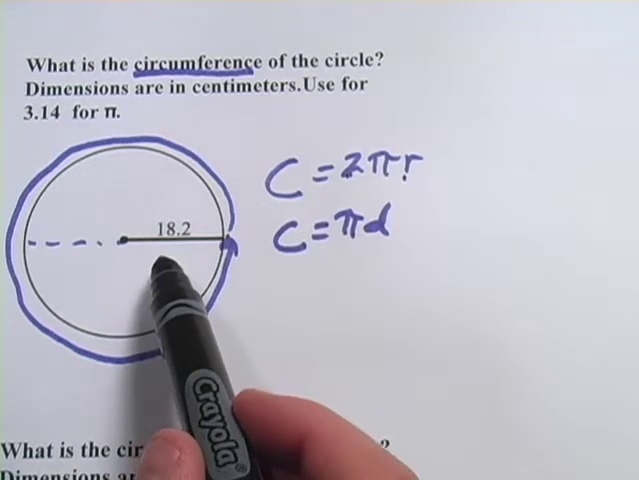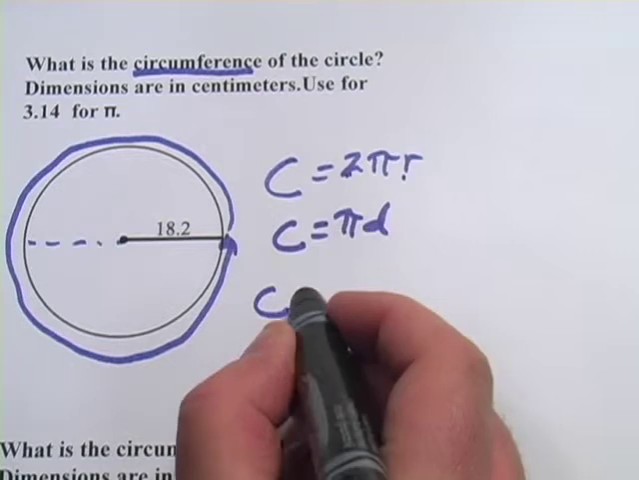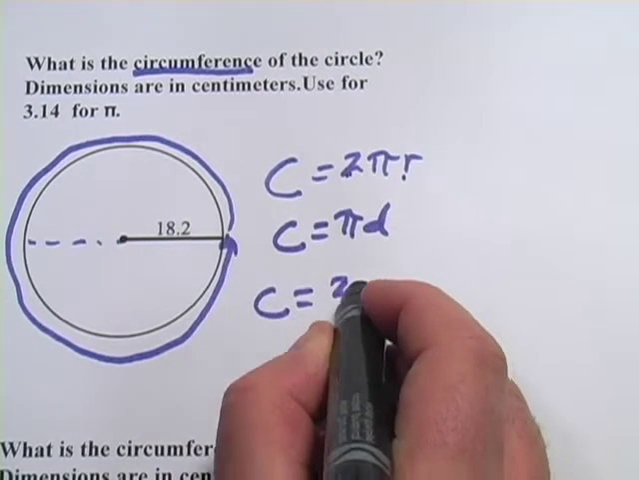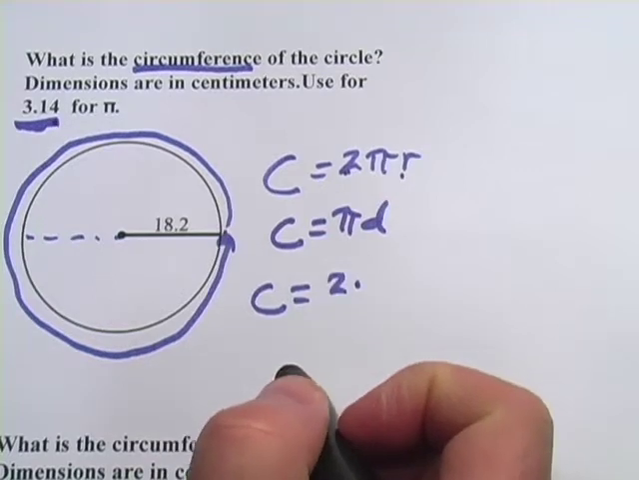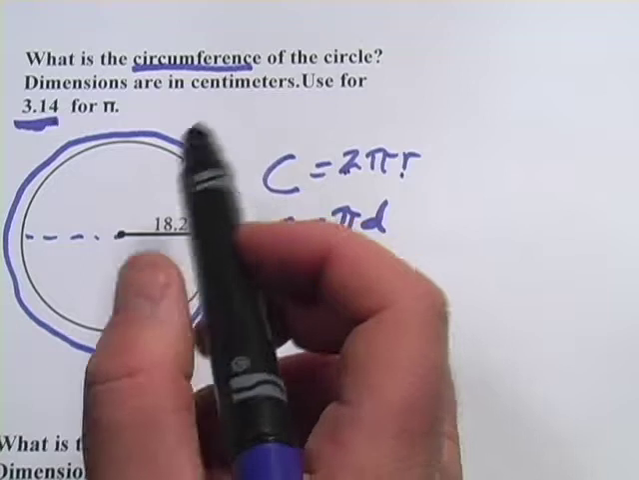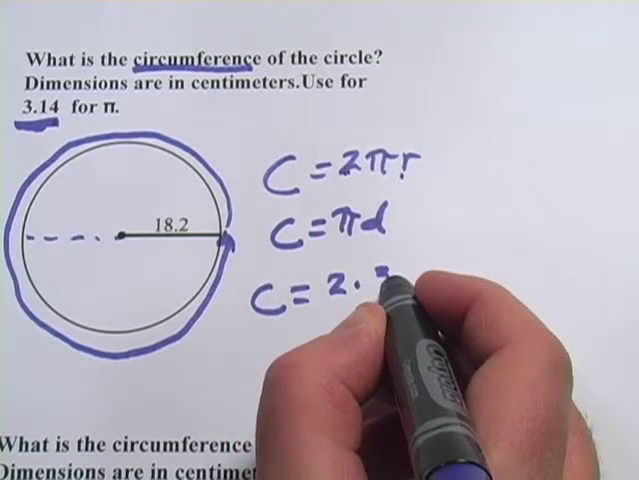In this one, we're given the radius, so I'm going to use this formula up here, and I'm going to plug in what I have. I've got 2 times pi. Now they're telling me use 3.14 for pi. Pi is one of those numbers. It's called an irrational number. The decimals just go on forever, so usually we shorten it a little bit. Here we're going to shorten it to 3.14.